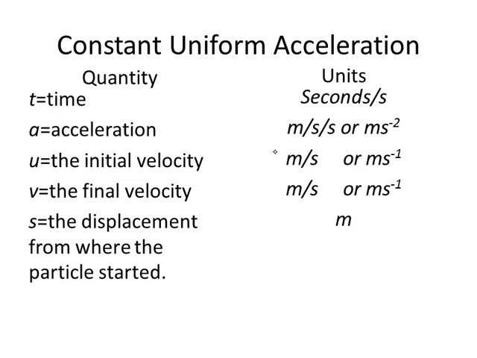Now, for constant uniform acceleration, the speed changes. So we have different quantities: time, acceleration, initial velocity, final velocity, and displacement, so the distance the particle travels. And we've got units here for these quantities as well.